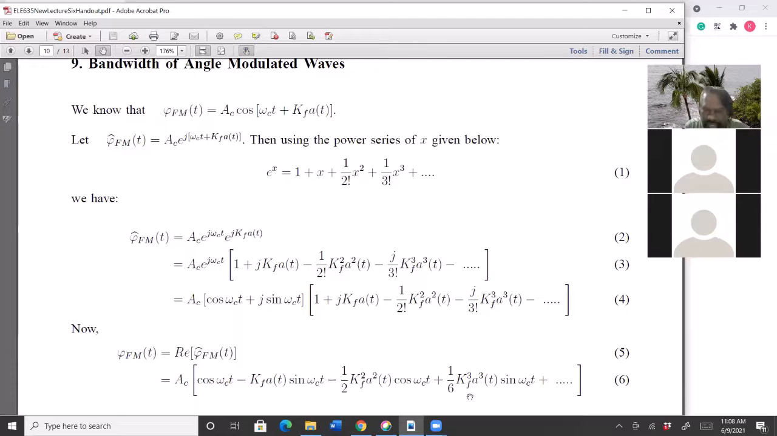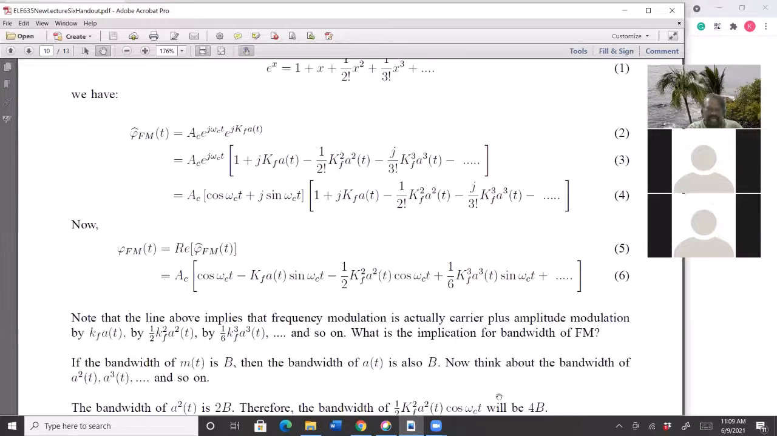However, under certain conditions, these terms become smaller and smaller. After a while, we can ignore them. That is the reason the station at 99.3 does not interfere with 102.5, because these terms become smaller and smaller, negligible. Okay? All right. So let's see.